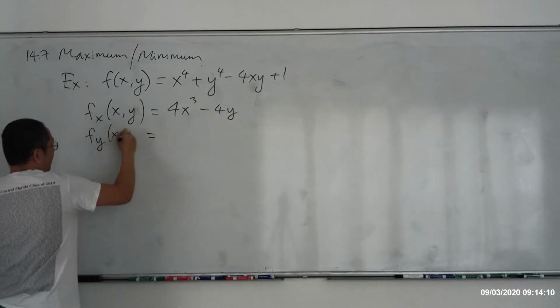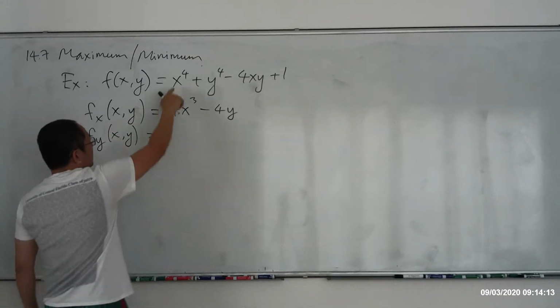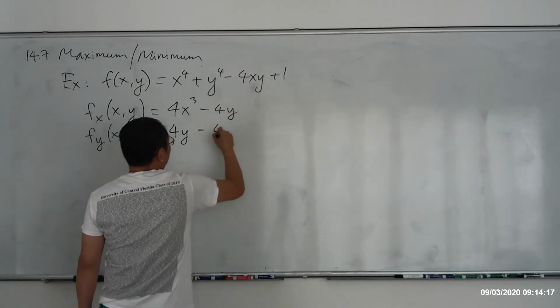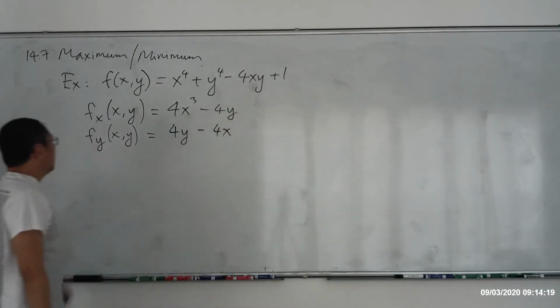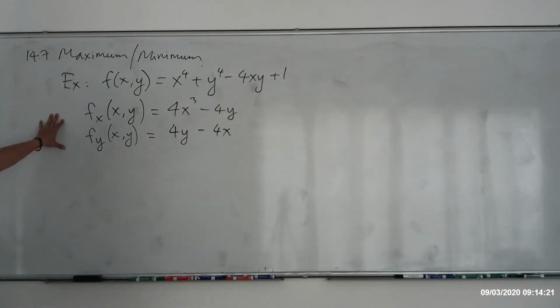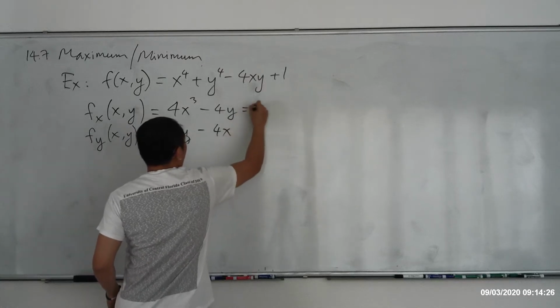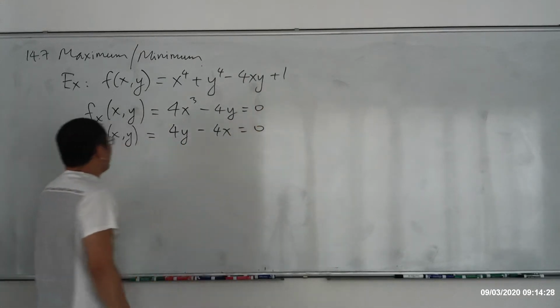That's x comma y. This is 0. This is 4y minus, this is what? 4x. Derivative of a constant is 0. Okay? You got the first derivatives, the partial derivatives, and now you set the partial derivatives equal to 0. And then you try to solve for x and y.